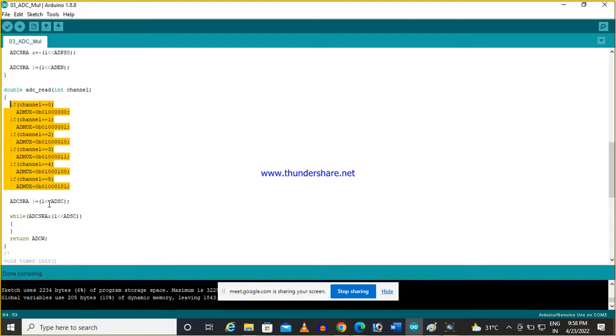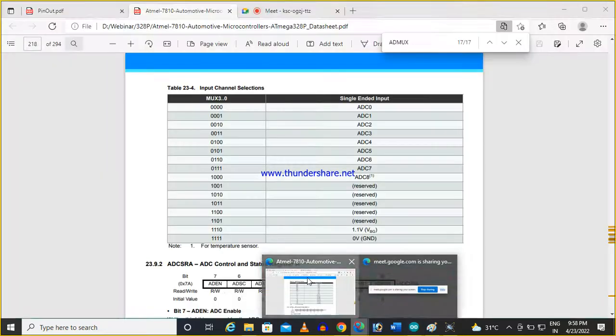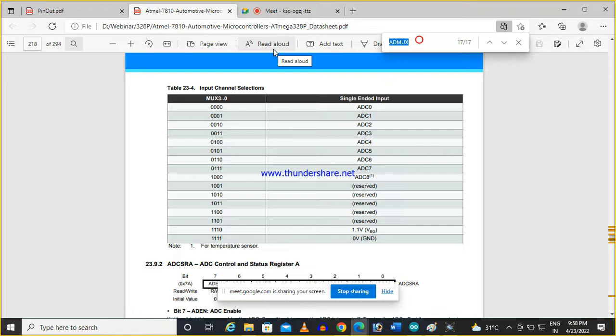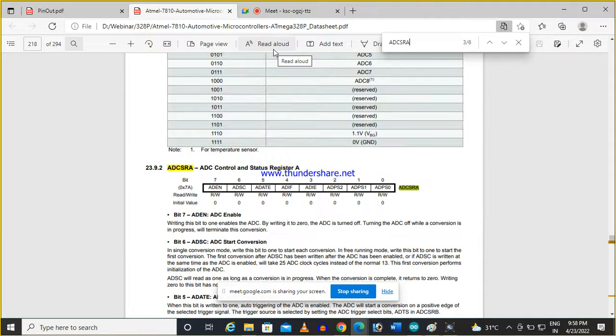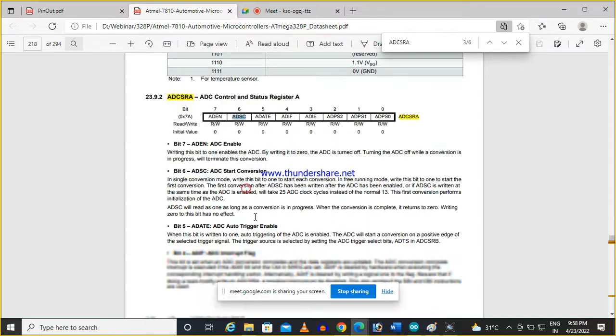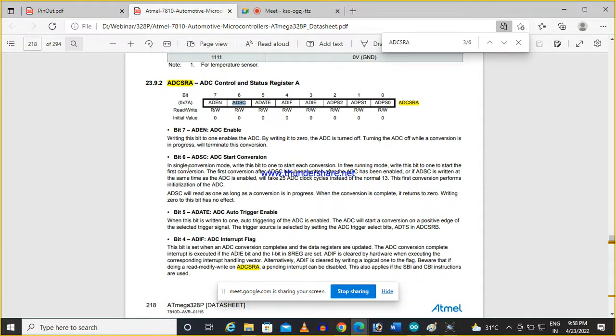Then I have used one more bit called ADSC, which is also in the ADCSRA register. So let us see what that is. You see, this is the ADSC bit, the 6th bit. What is that 6th bit? In the single-ended conversion mode, write this bit to 1 to start each conversion. And you see here, this 25 cycle and all these things are there. Based on that, I have selected the prescaler bits.